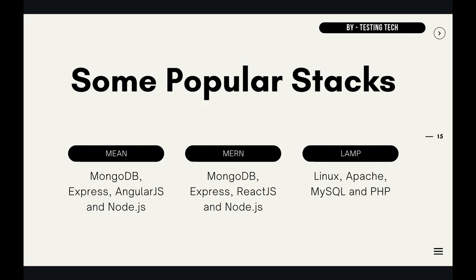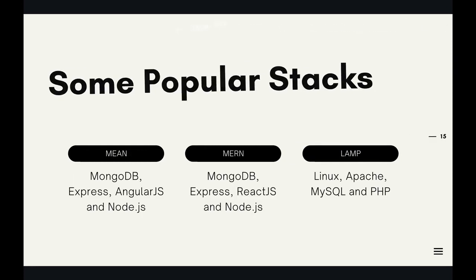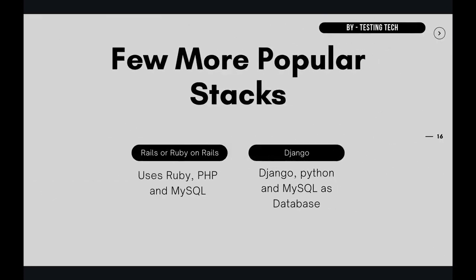These components discussed above support one another. Many popular websites and web applications run on the LAMP stack. For example, Facebook. Some more popular stacks are Ruby on Rails, which uses Ruby, PHP and MySQL, and Django. Django includes Python and MySQL as the database.